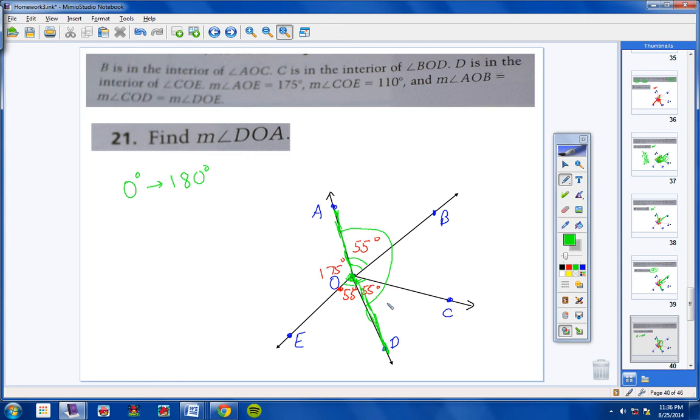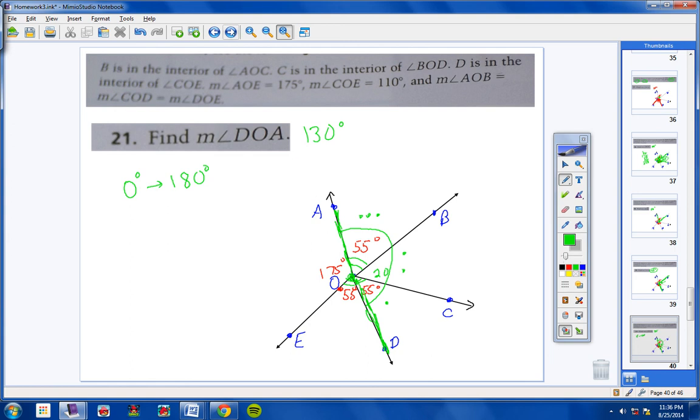So we have this angle here with one dot, we have this angle here with two dots, and we have this angle here with three dots. Now we said earlier this is 20 degrees, so we have 55 plus 55, which is 110, plus 20 more would be 130 degrees. And so this is going to be 130 degrees.